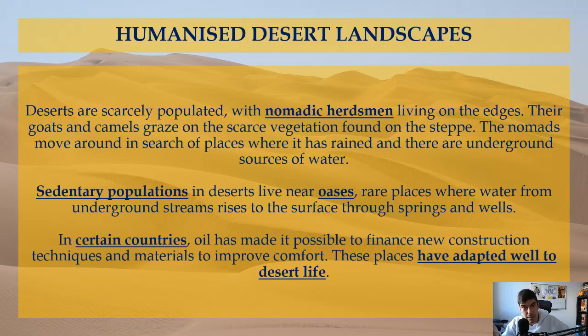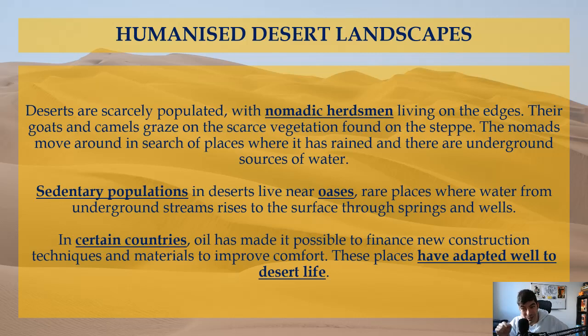The humanized desert landscape. The deserts are scarcely populated. There are very few people living there, and we can find nomadic herdsmen living on the edges, en los bordes. Herdsmen are pastores, no? Their goats and camels graze on the scarce vegetation found on the steppe, and the nomads move around in search of places where it has rained and there are underground sources of water.